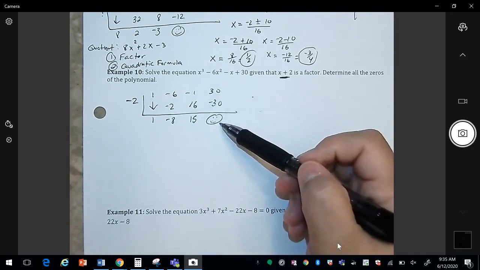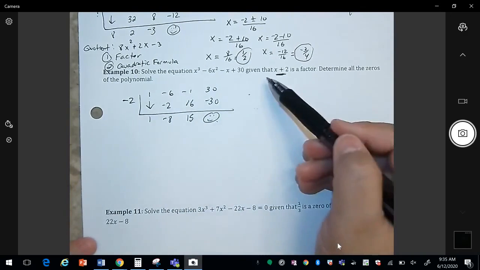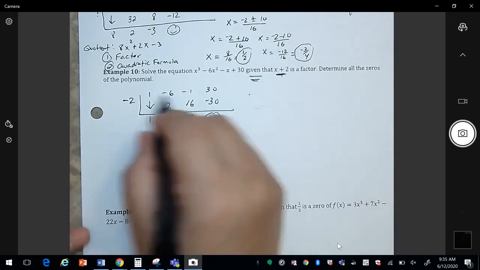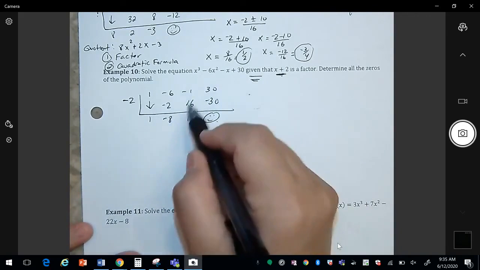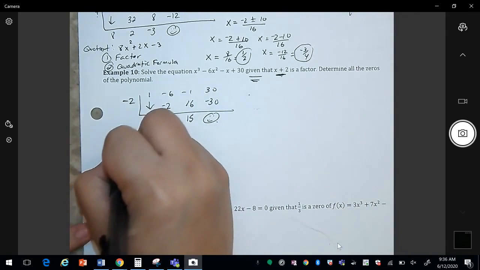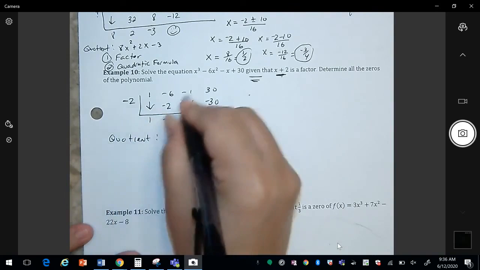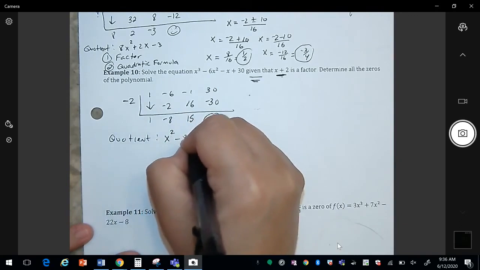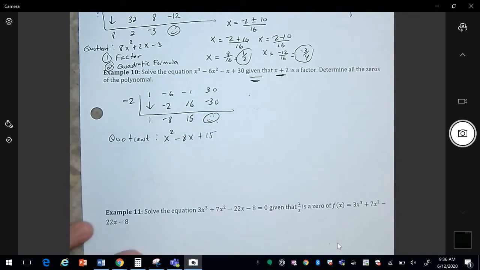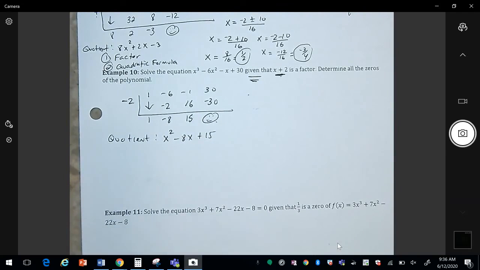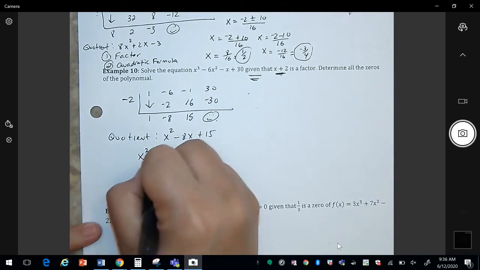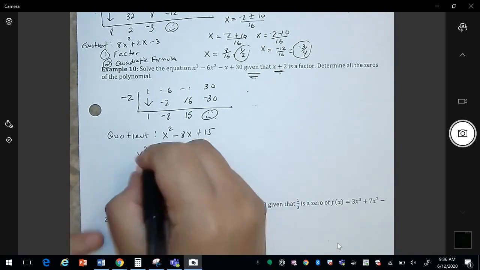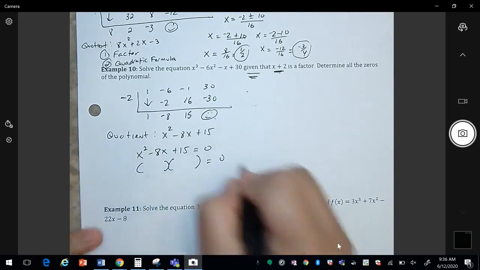If you don't get a 0, then you know you did something wrong in here, because they tell you that it is a 0. We use synthetic division so that we can break this down to something that's quadratic. So my quotient will be one less power. So if we had a power of 3, now I'm going to have x squared minus 8x plus 15. Our next step is to use the quotient and solve for x.